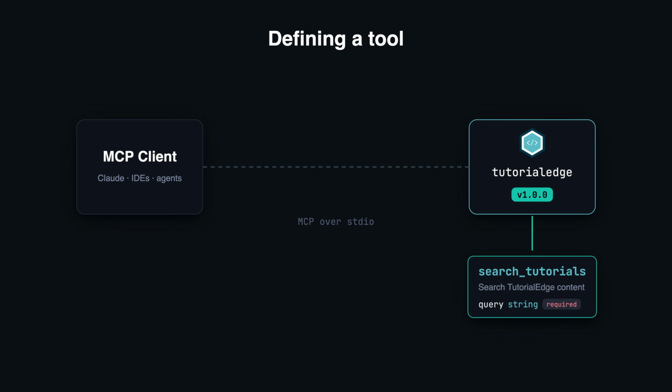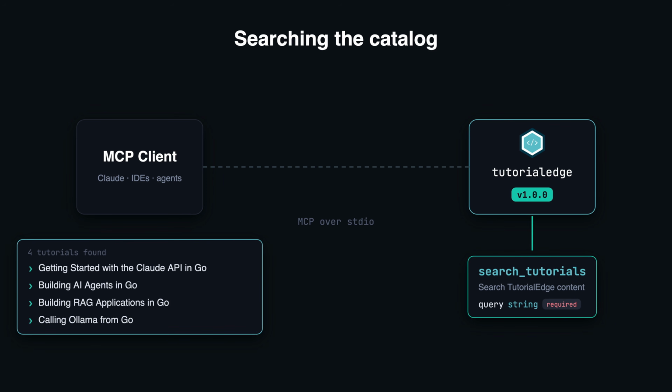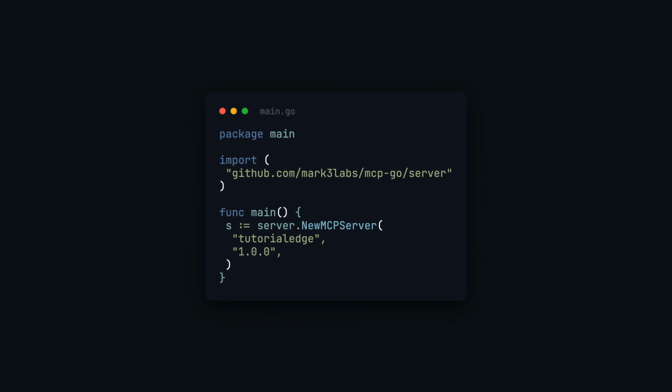Now an MCP server is only useful if it exposes tools. We'll add a search tutorials tool that takes a query and returns matching tutorials. When the assistant calls it, we'll search our catalog and hand back the results. Here, everything matching Go. Now let's jump back into the code.